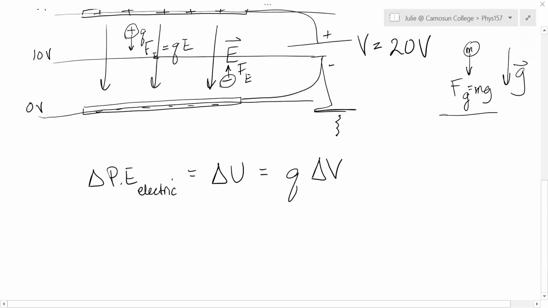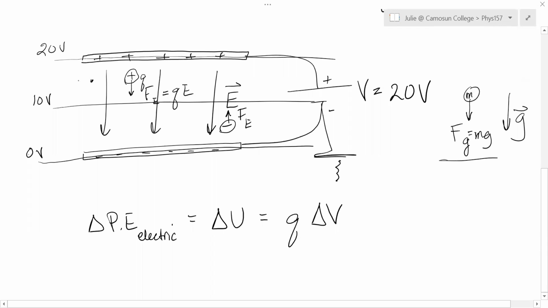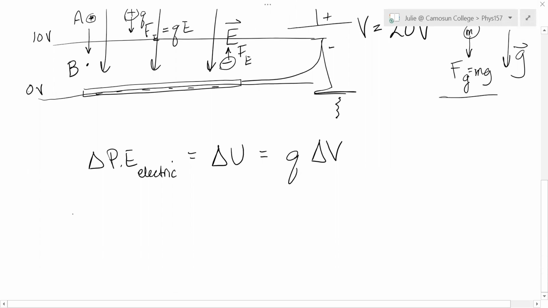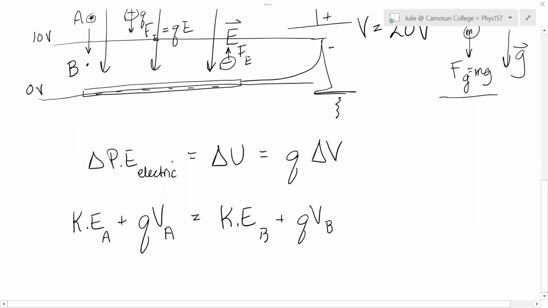And so if we pick 2 points in this electric field, A and B, and think about a little charge moving from A to B, energy is conserved. So the kinetic energy of that charge at A plus the potential energy of that charge at A must equal the kinetic energy at B plus the potential energy at B. So Q, charge, times voltage is energy.